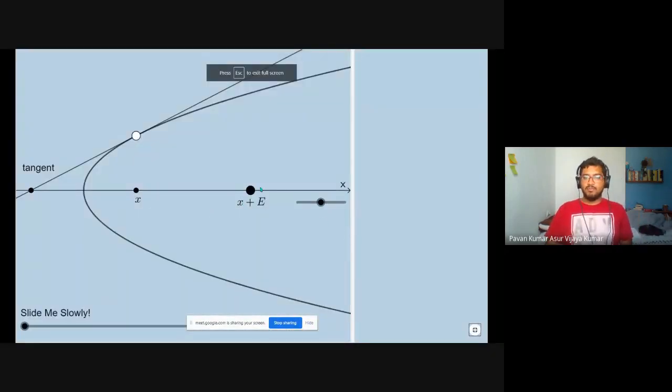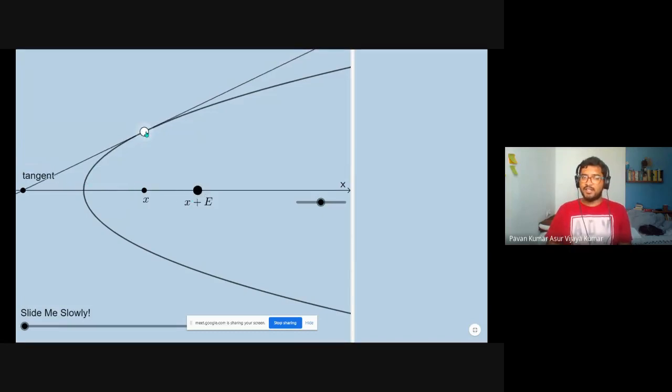In this, you can move this point x plus e. This one is very similar to the idea of Newton, but this is very geometrical because I am trying to find the tangent at this point, the white ball. Here is where I am trying to find the tangent. Please go ahead and slide it slowly so that you see what is happening. I give you some time.